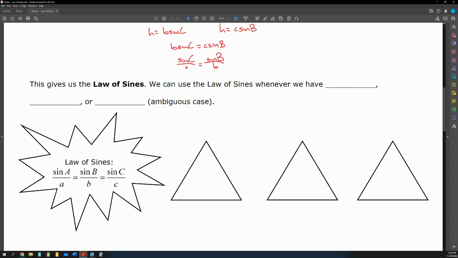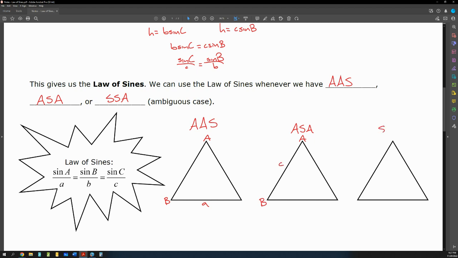Okay. This is really helpful when we have three cases. When we have angle, angle, side, when we have angle, side, angle, or when we have side, side, angle. And note that that third case, side, side, angle, is the ambiguous case, which we'll talk about in our next notes. So this first case, angle, angle, side, would be if I had angle A up here, and angle B over here, and then the side length across from A, so side length A. If we had angle, side, angle, that would be if I had angle A and angle B, and then the side length in between them, so side C.